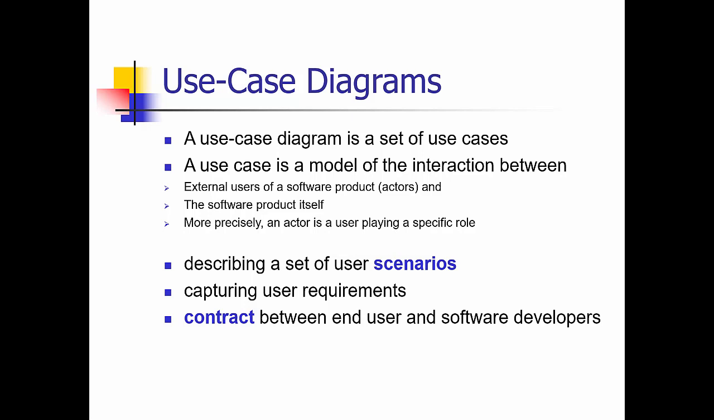So, in summary, the purposes of use case diagrams can be said to be these following points. 1, used to gather the requirements of a system. 2, used to get an outside view of a system. 3, used to identify the external and internal factors influencing the system. And 4, used to show the interaction among the requirements and the actors using the system.